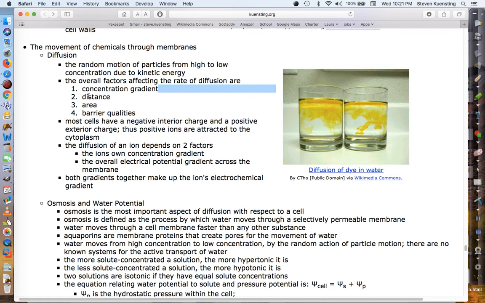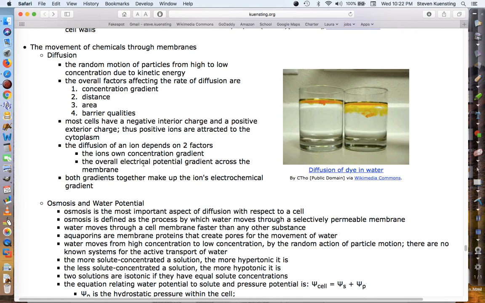The distance they have to travel, the area that they have to cover, and the qualities of the barriers they have to pass through are all factors affecting the rate of diffusion. Most cells, to affect diffusion, have a negative interior charge and a positive exterior charge. That affects the diffusion of ions. Ions that are outside that are negative are repelled from going in the cell because the inside of the cell is already negative. Ions that are positive outside of a cell want to diffuse more into a cell because the inside is negative. They're attracted to it.